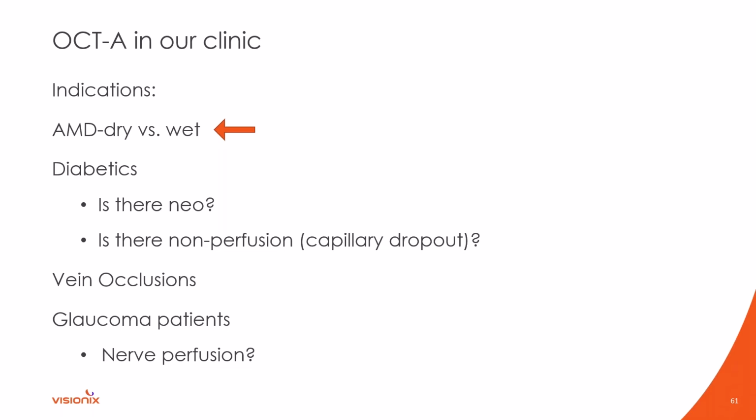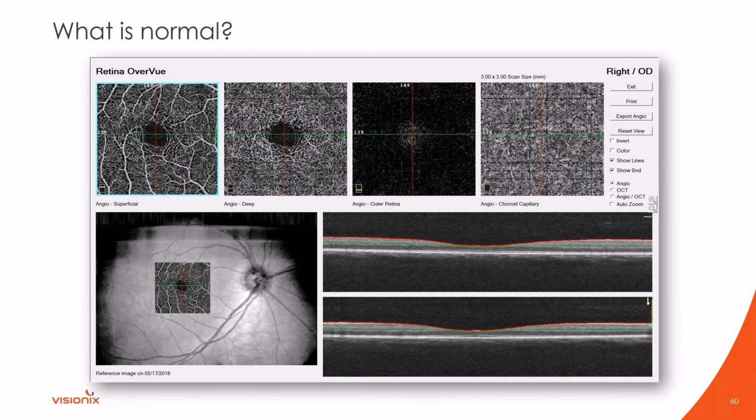But you can use this in diabetics. That will be the emphasis on webinar number 2. Vein occlusions, retinal vascular disease, even glaucoma patients as well. So there's a lot of indications. Which images do I look for in which retinal conditions? Well, here's your take-home point.